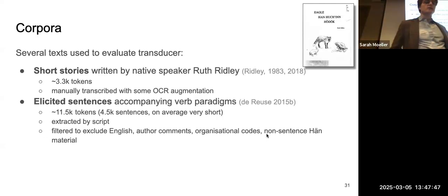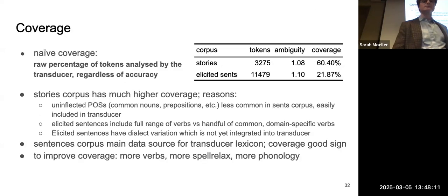Our corpora, we looked at the short stories that we talked about. These were manually transcribed, and then we also looked at the elicited sentences in those verb paradigms. Beneath all those charts, there are elicited sentences. And those sentences in Han were extracted using a script with pattern matching, and then manually filtered to remove English and other various comments that were extraneous.